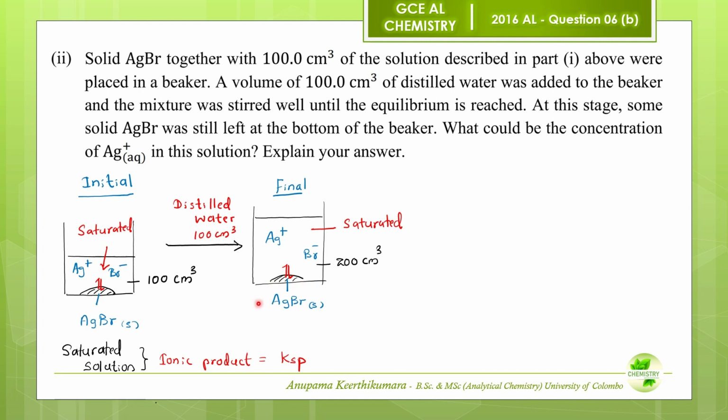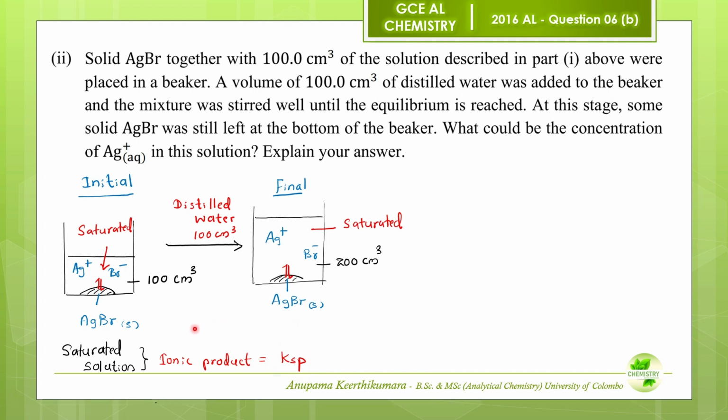When the solid is in equilibrium with its aqueous ions, the solution is a saturated solution. In these saturated solutions, ionic product equals Ksp. The value of Ksp depends only on the temperature.